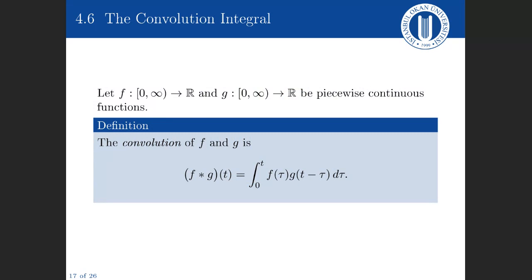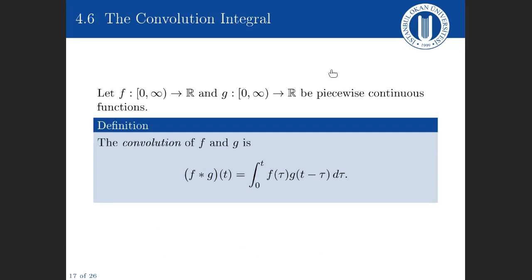Let's suppose that we have two piecewise continuous functions. That's two functions where each piece is continuous. So, for example, if I have some function where I have a continuous piece, another continuous piece, another continuous piece, and another continuous piece, and so on, this is a piecewise continuous function.